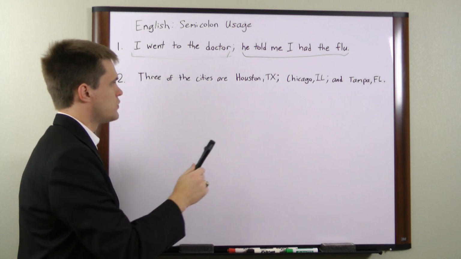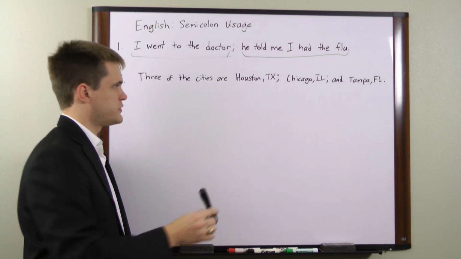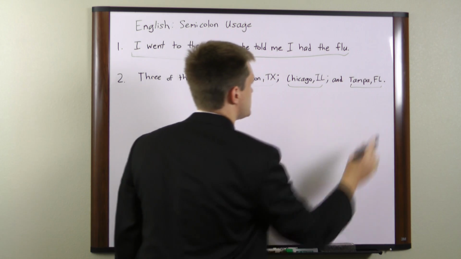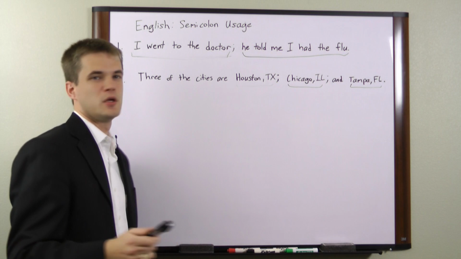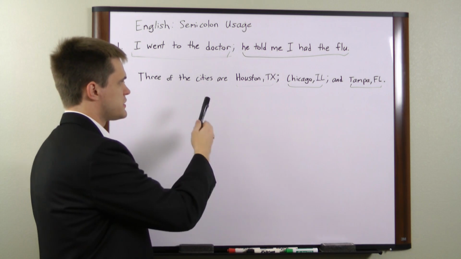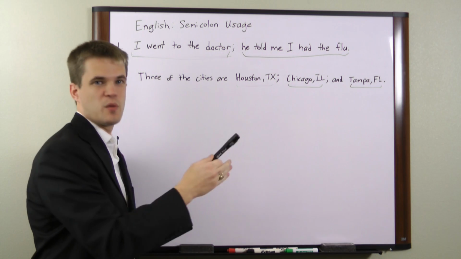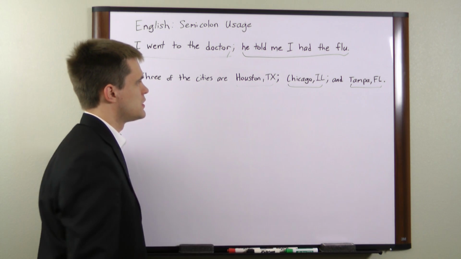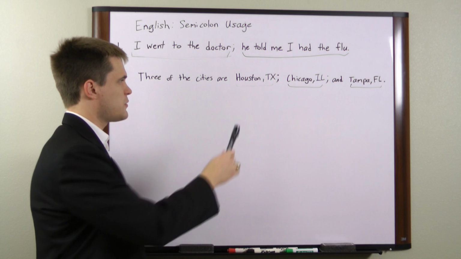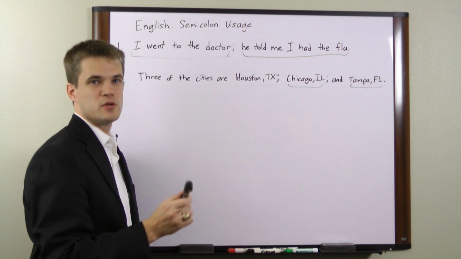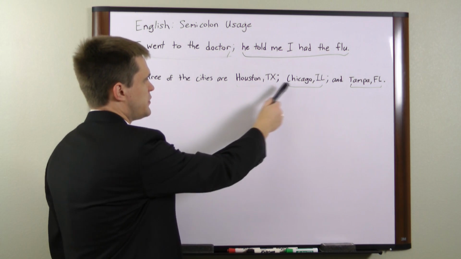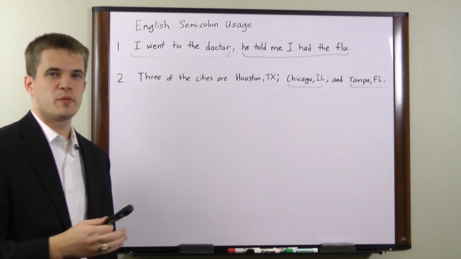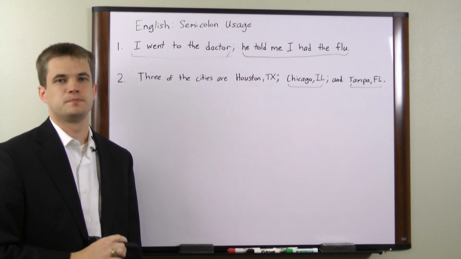The second example was items in a list. So as you can see here, we've got 3 items, and they are city-state combinations. So you'll recall the proper way to list out cities and states is city, comma, state. So each item has an internal comma. So it could be confusing to try to separate them with commas. So the proper usage in this instance is to use a semicolon to separate each of them. So these are the 2 primary uses for semicolons in English.